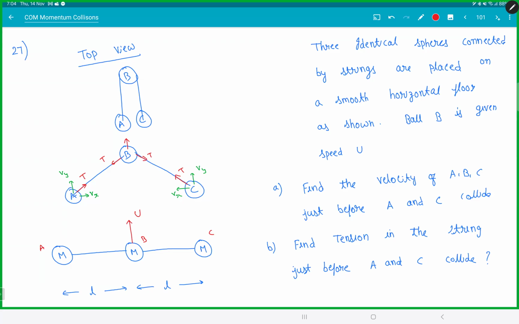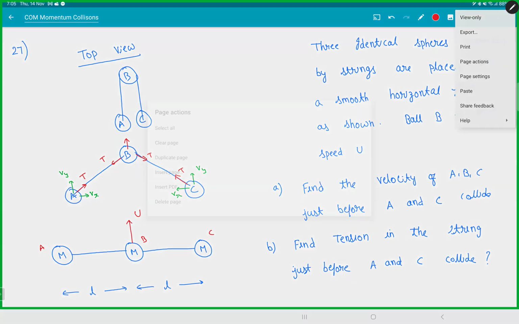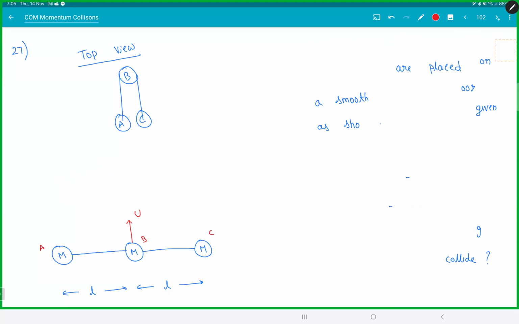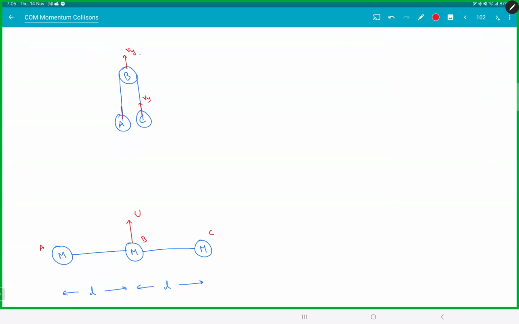Let's see. So this is your initial and your final state. You need to understand something. At this position here, this will have some velocity, let's call it Vy. This will also have velocity Vy. This will also have velocity Vy. On top of it, this will also have velocity Vx, and this will also have velocity Vx. You're getting it? Look at this thing.